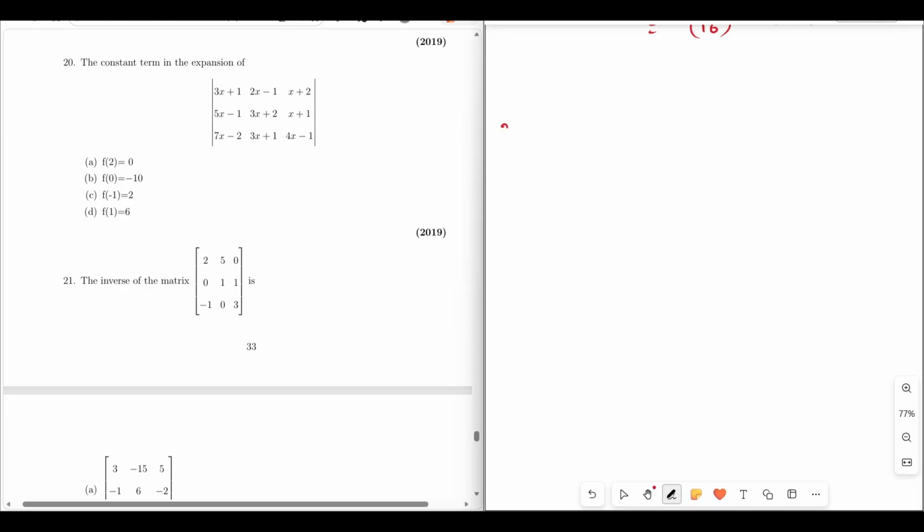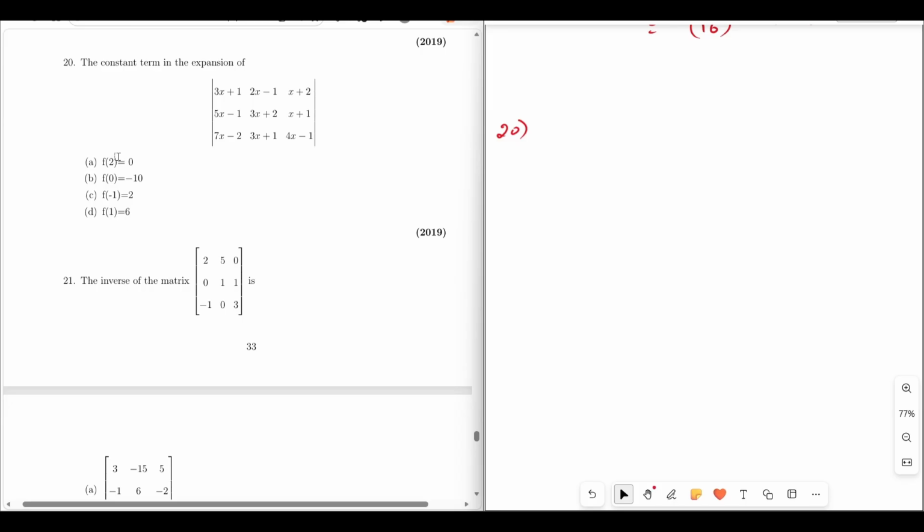20th question, a concept based question. The constant term in the expansion of 3 by 3 matrix, 3x plus 1, 2x minus 1, and so on. Okay, they're asking you to find out what is the constant term, and they have given you 4 options. F of 2 is equal to 0, f of 0 is equal to minus 10, and so on. So there are two methods.